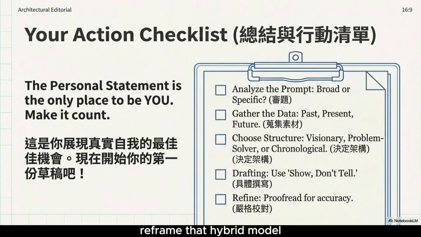First, reframe that hybrid model. Persuasion is the goal. Narrative is just the tool. Second, nuance the relevancy role to allow for transferable skills. We have to save the trumpet player. Third, add those risk ratings to the structures so students don't crash and burn on the visionary model. And fourth, rewrite those show-don't-tell examples. Make them bleed a little.